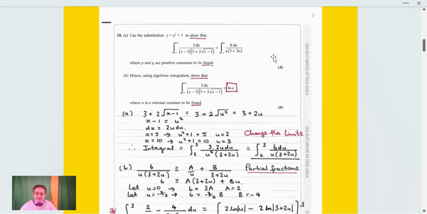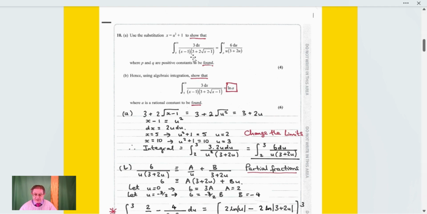The first question in this paper is an integration question using substitution. So we have quite a difficult substitution question. The question says use the substitution x equals u squared plus 1 to show that. It's a show that question. So we go through the various parts of the integral and we need to show how all of them change into the integral in terms of u.